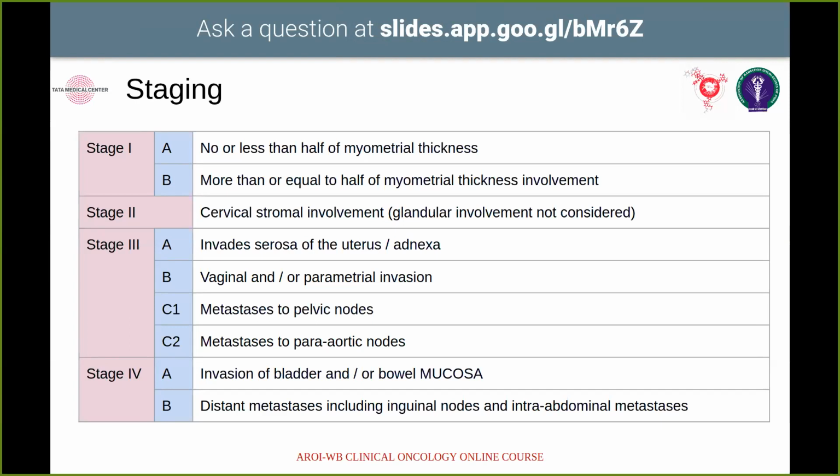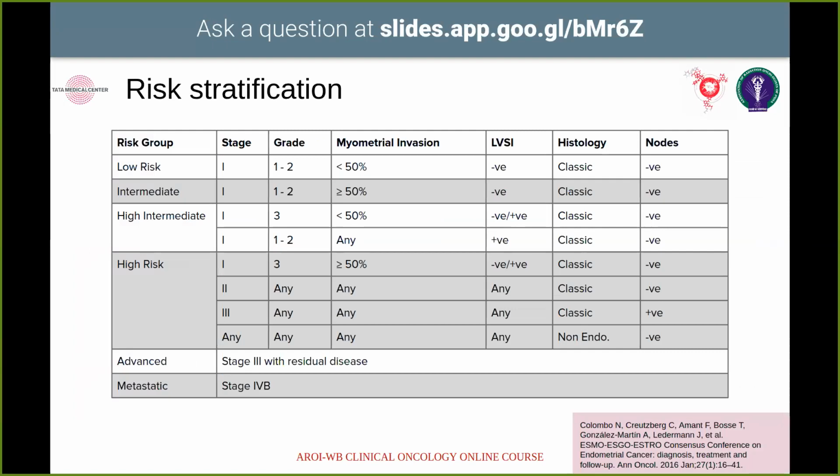Please remember, for bowel, it should not be involvement of the wall, it should be involvement of the mucosa. Stage 4B is when there is involvement of other organs, including inguinal nodes. So this is often a favorite question of the examiners in the exam. This is quite simplified. Please go and take a look at the FIGO staging document to understand the nuances of staging for endometrial cancer in detail. What is important in endometrial cancer is that therapy decisions are not exclusively based upon stage, unlike many other malignancies.